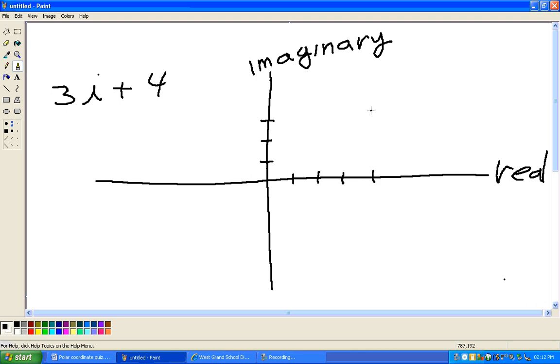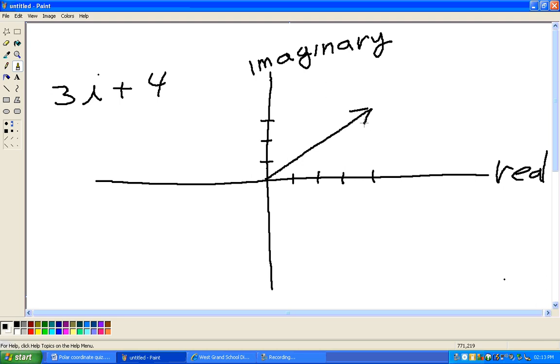We show this with a vector. A vector is something that has length and it has direction. So there is an arrow where you touch 3i and 4.